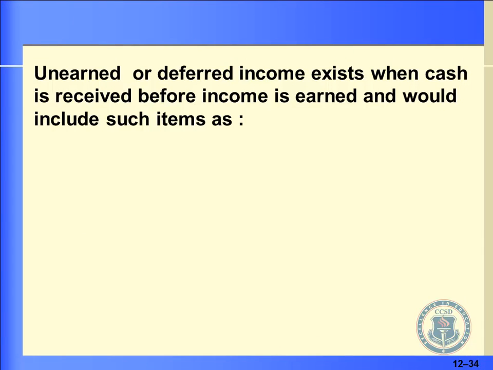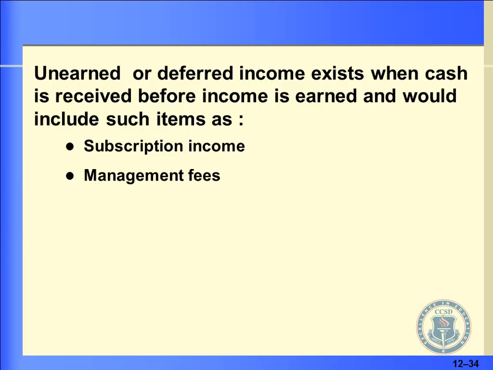So unearned or deferred income exists when cash is received before income is earned and would include such items as subscription income, like magazines or Apple computers, management fees for property management, rental income, and legal fees, whenever you have to get a lawyer, hopefully nobody has to.